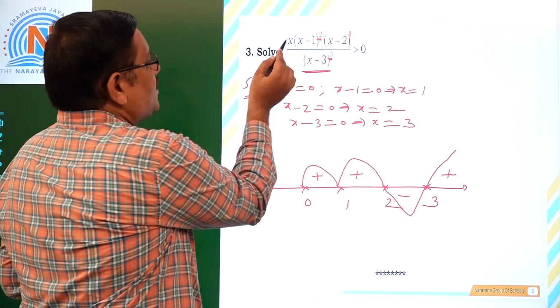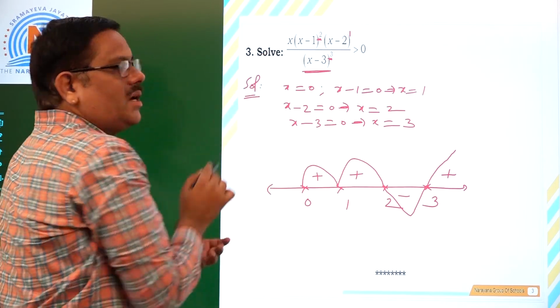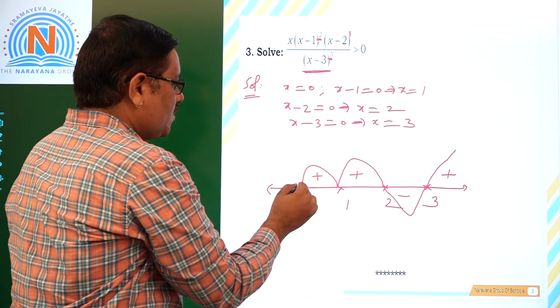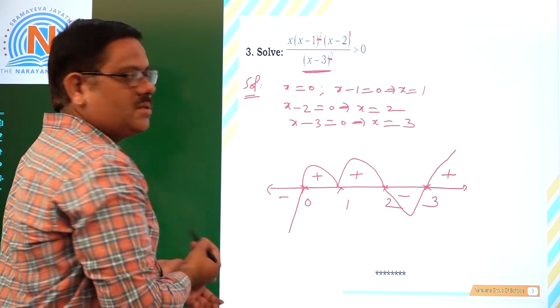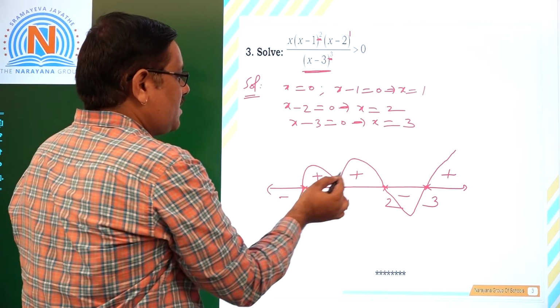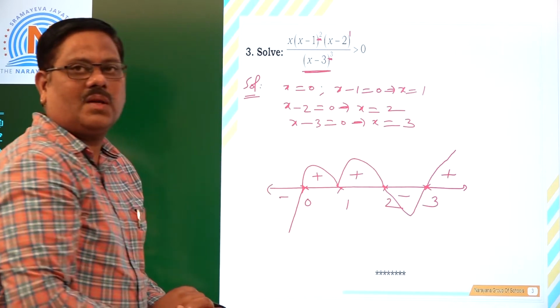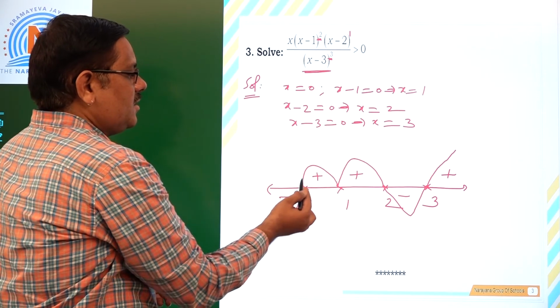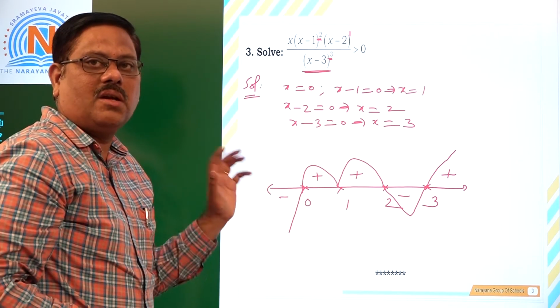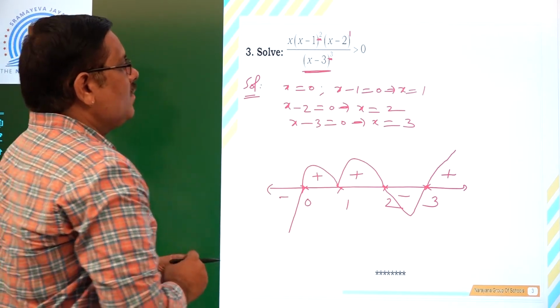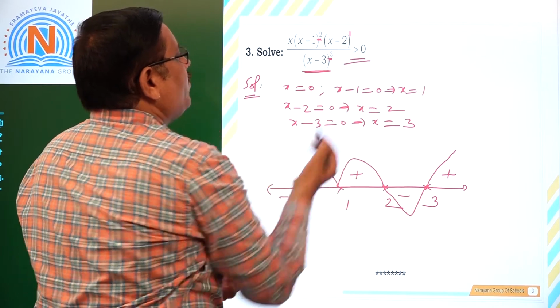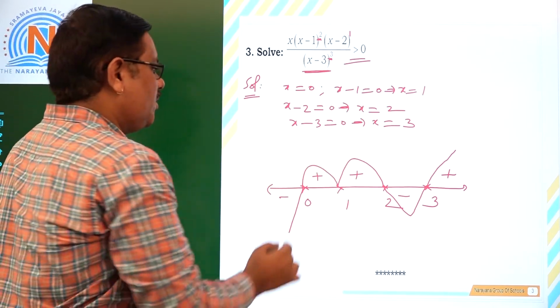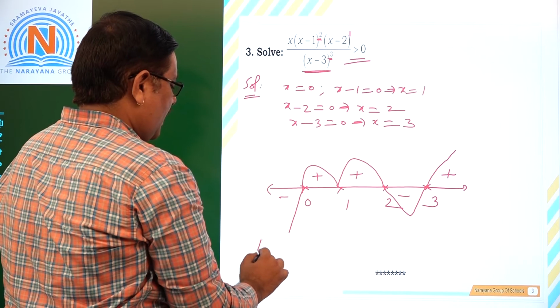Next, 0 is because of x. Here it has power 1, so odd power, so the sign changes, it is minus. So here the signs are minus, plus, plus, minus, plus. Okay, so this is very, very important here. This nature is the special observation in this particular problem. Now, what is it saying? The inequality is said to be greater than 0. Greater than 0 means positive.